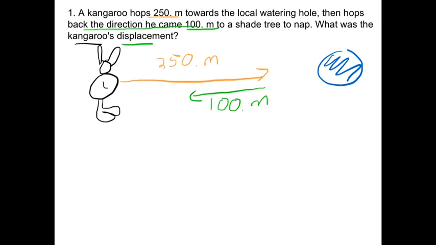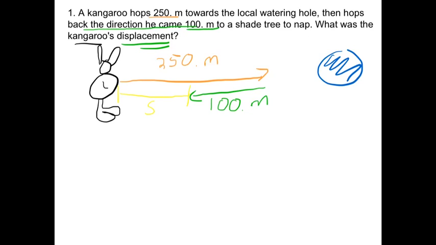What was the kangaroo's displacement? Now, displacement is from start to finish. It's how far you travel, net distance. In other words, displacement here, how far he actually has gone, is this distance right here. Here's his displacement, okay? And I'm going to use the letter S there for displacement. The total distance he's gone in that time.